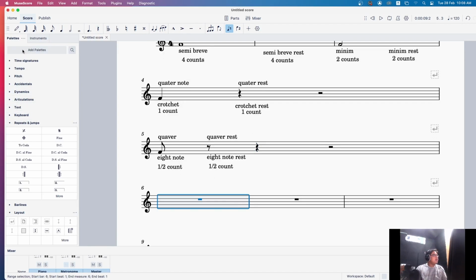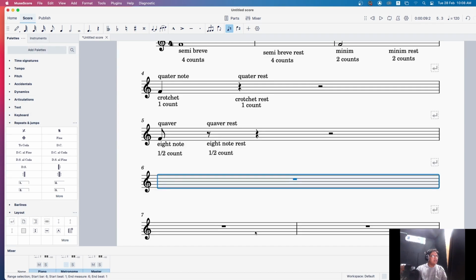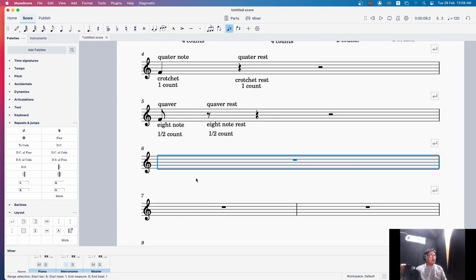Next to the quaver, we have half of it, making the semiquaver. This is the semiquaver.